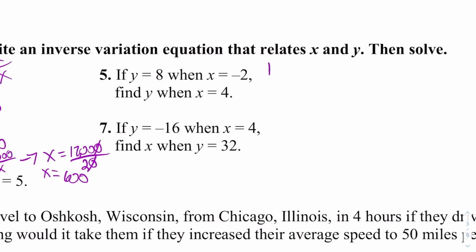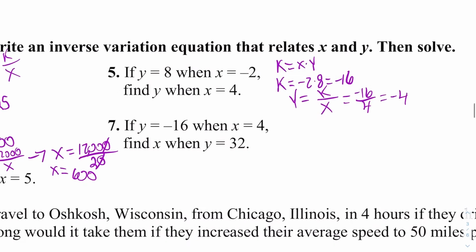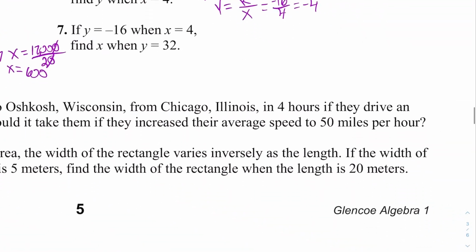Next one, k equals x times y. They gave you both of those, so k equals negative 2 times 8, which is negative 16. Then we're going to use that k to solve for y. y equals k divided by x, negative 16 divided by 4, which is negative 4. All we're doing is using the equation that says this is inverse variation. And we can use that equation because back at the very start it says assume that it is inverse variation.